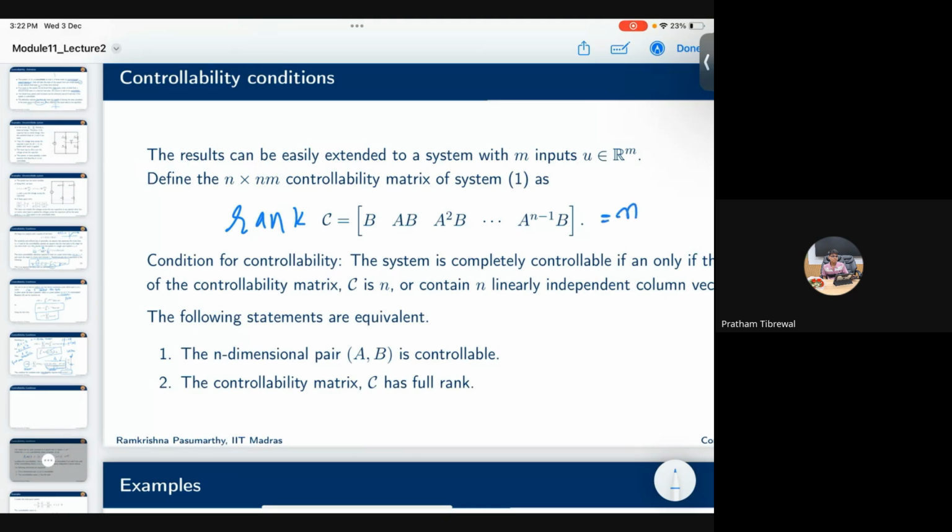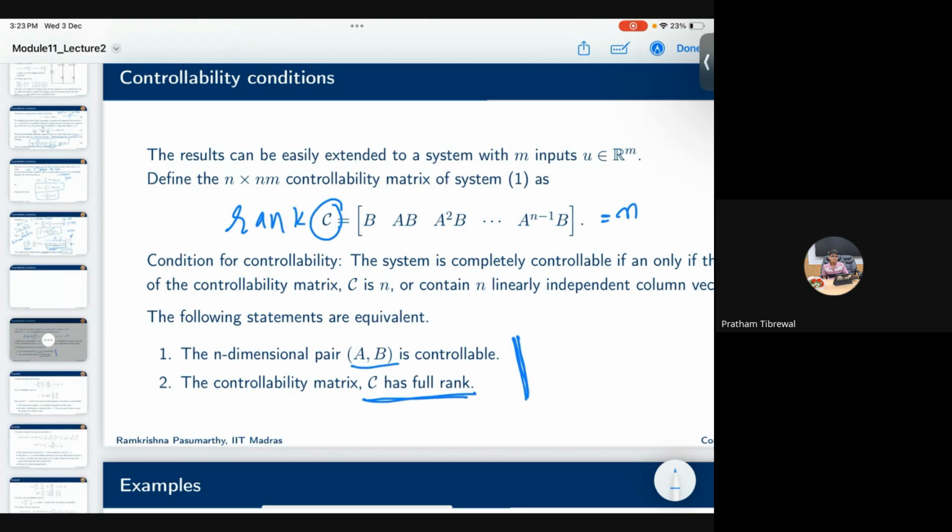Now, the following statements therefore are equivalent: that a pair AB is controllable is equal to the controllability matrix. So this matrix now I call the controllability matrix. It says that AB is controllable if and only if this matrix C has full rank. Okay. So first, what have we done now? First, we define controllability.